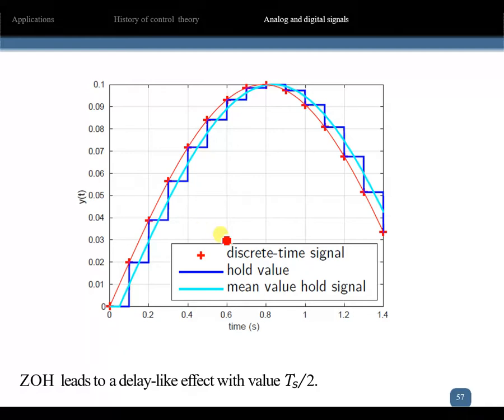This shows an example of the discrete time signal, shown by the plus marks. The blue line uses the hold to make the discrete signal continuous, and it is the mean value of the hold signal. If you look, it is obviously very close to the original signal in continuous time. We find this by the zero order holder.